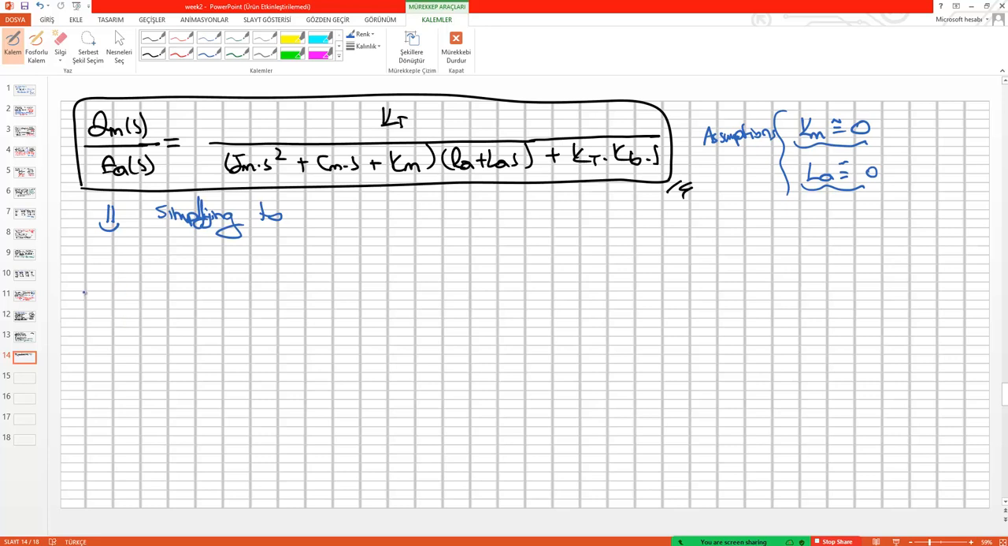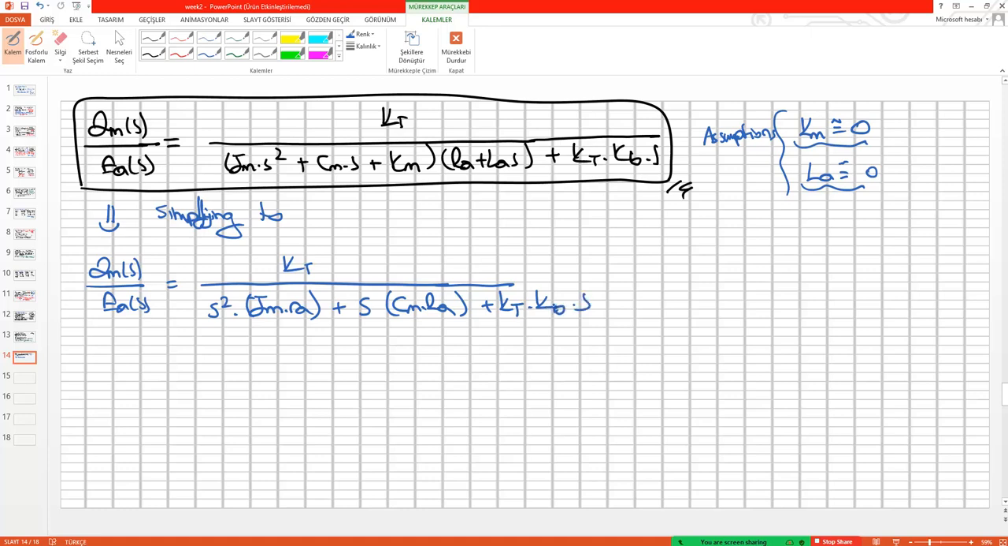to this term: theta m(s) divided by Ea(s) is equal to Kt divided by (s square Jm Ra plus s Cm Ra plus Kt Kb s). Okay.